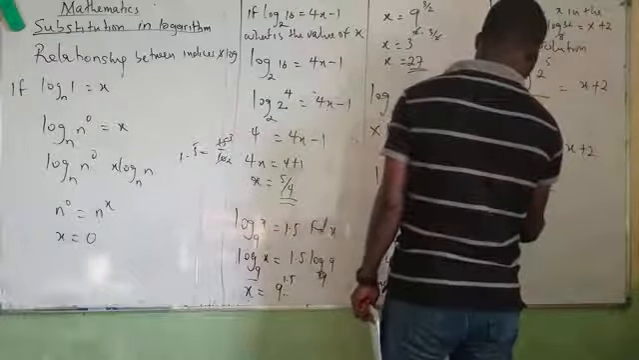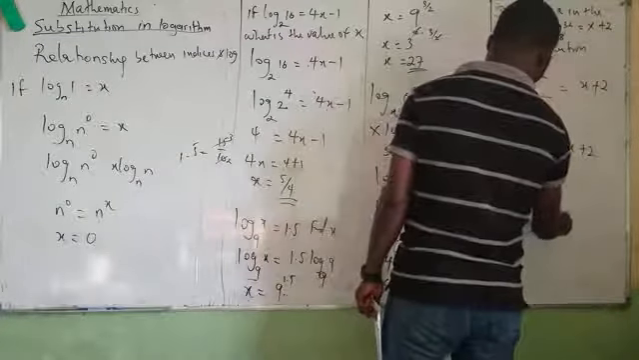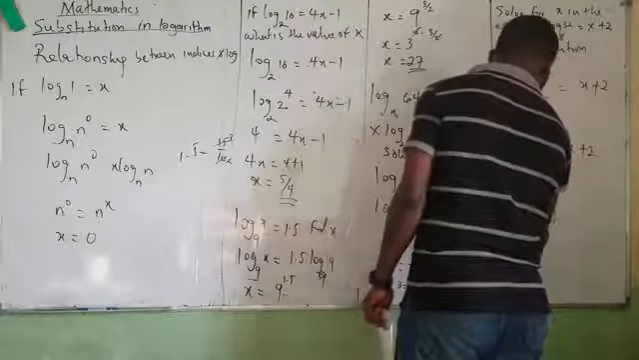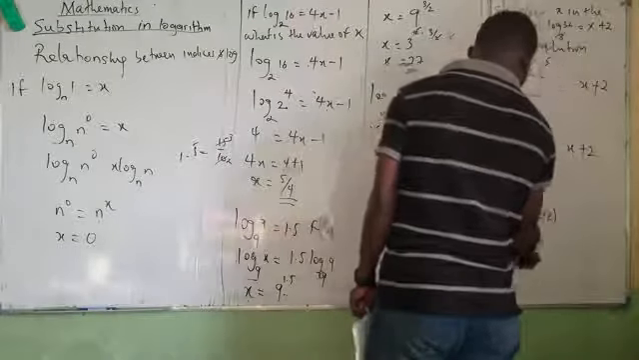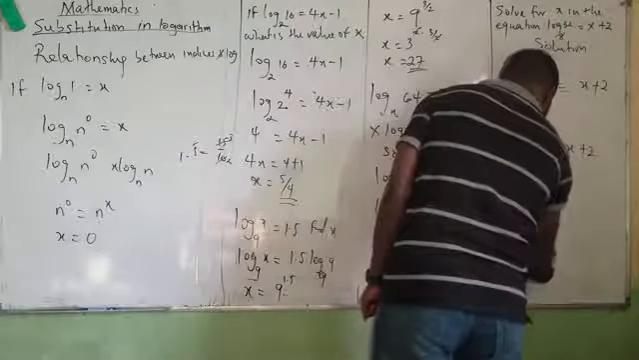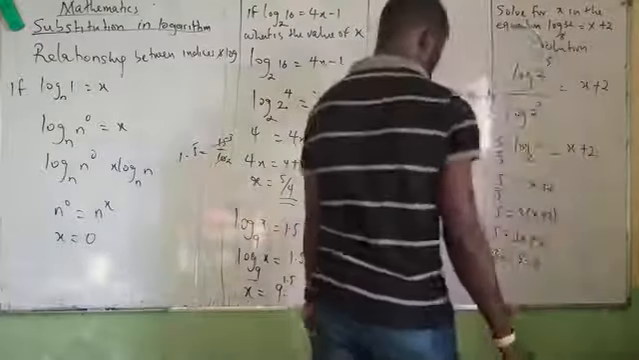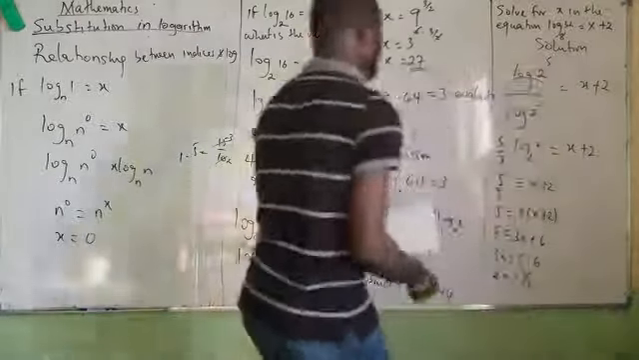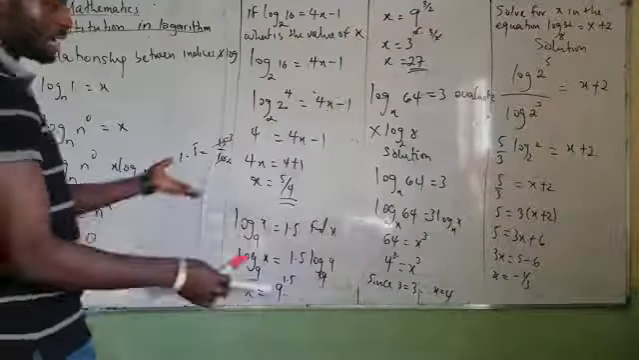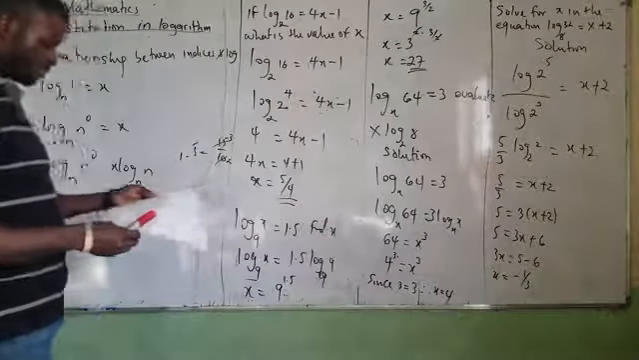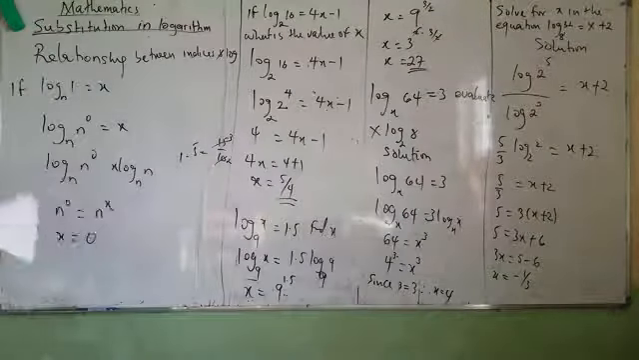5 equals 3 bracket of x plus 2. Now, 5 equals 3x plus 6. Now, 3x equals what? 5 minus 6, which is my x, will be equal to minus 1 all over 3. That is the x. Can you see? I collect like terms and divide both sides by 3. Now, with this, you should be fine.